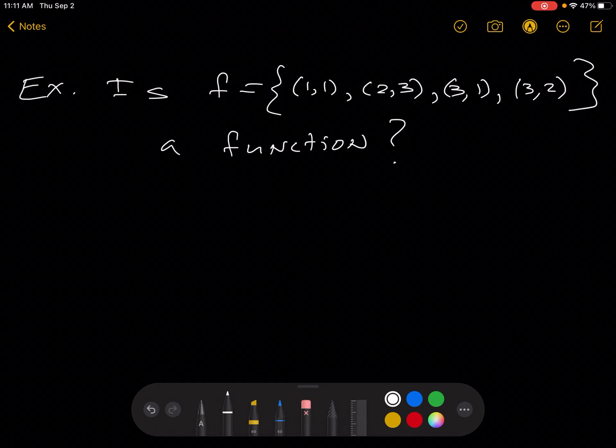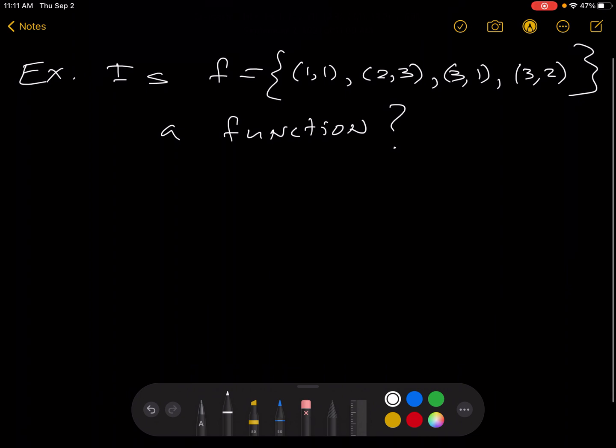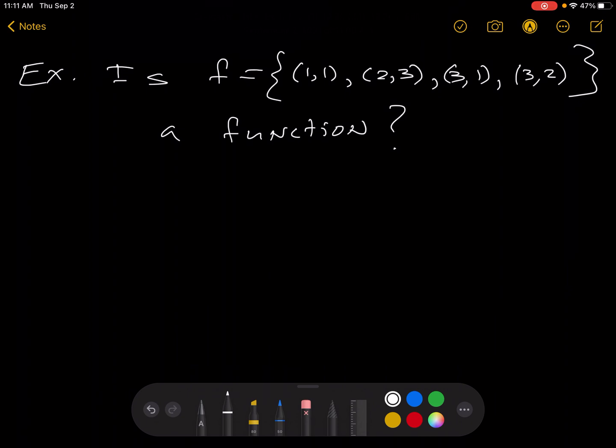Is this set of ordered pairs a function? Let's figure this out. Now remember back to previous classes. How did you decide if something was a function or not? That's right, the vertical line test. So you looked at the graph and you used the vertical line test.